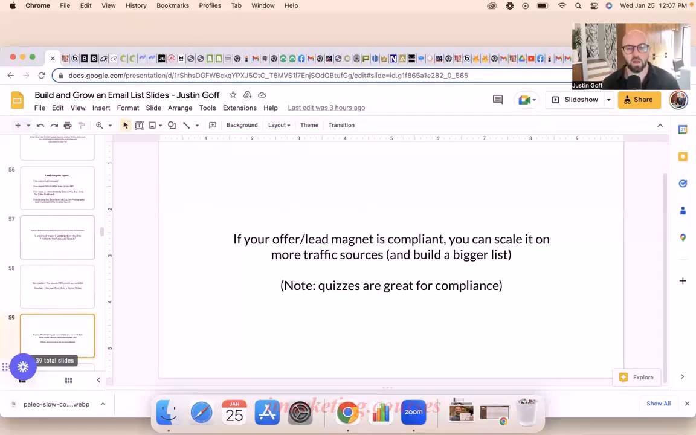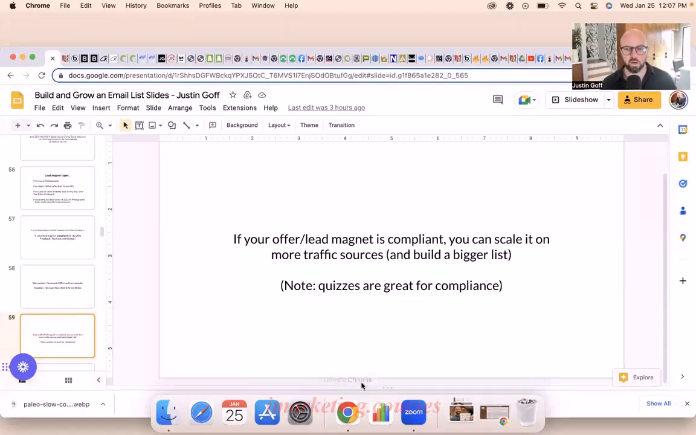So if your lead magnet is compliant, you can really scale it on more traffic sources. This is not a big deal at the beginning when you're brand new and you're just trying to get things rolling. But as you scale up and get better at it, if your thing is not compliant, you can't take it from YouTube to Facebook to email. You get kind of stuck because you can only run it in so many places.